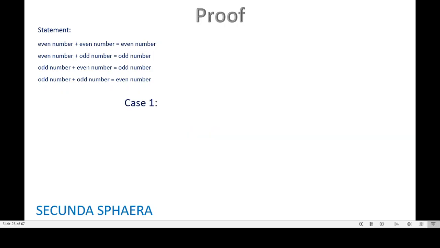So let's go for case number one. We have that an even number plus an even number must give an even number. So we start with A, let it be an even number, and also B, let it be an even number. So we have that A equals 2M and B equals 2N.